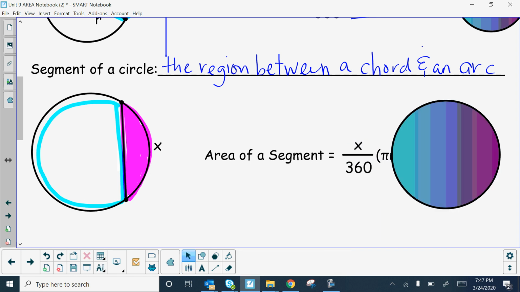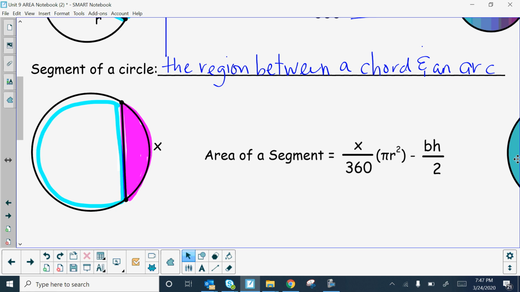What is that formula? It's going to look like this. X over 360, remember those are in degrees, so I'm going to put a little degree symbol there, times pi r squared. And then this is the new part, because the first part should look familiar from the sector of a circle earlier. This is new right here, where it's base times height divided by 2.